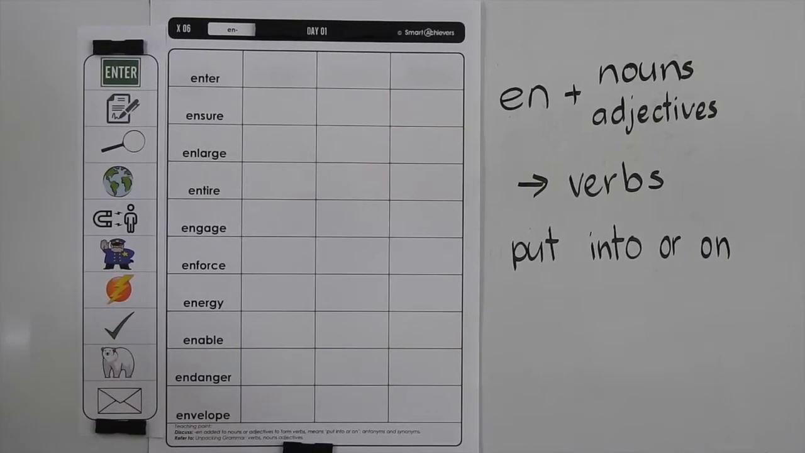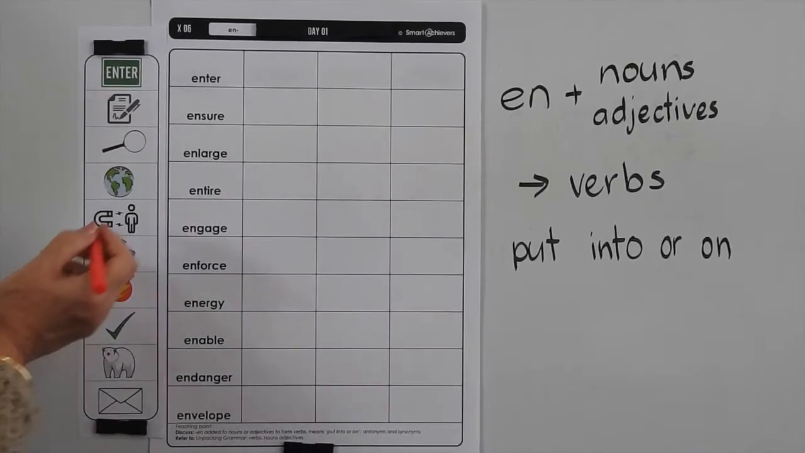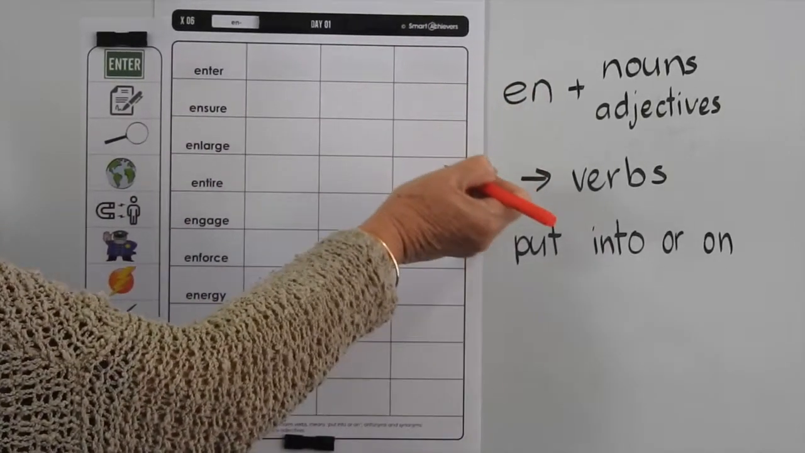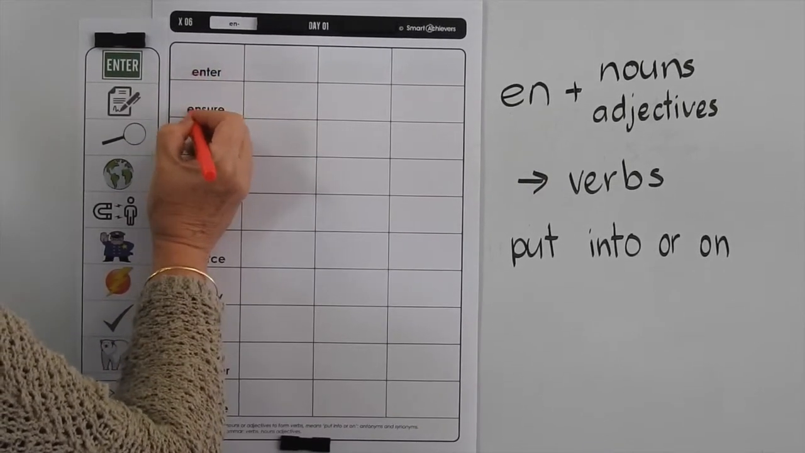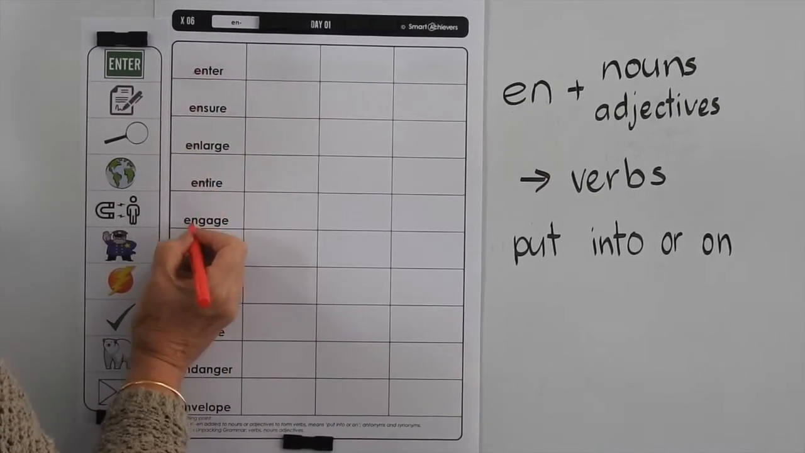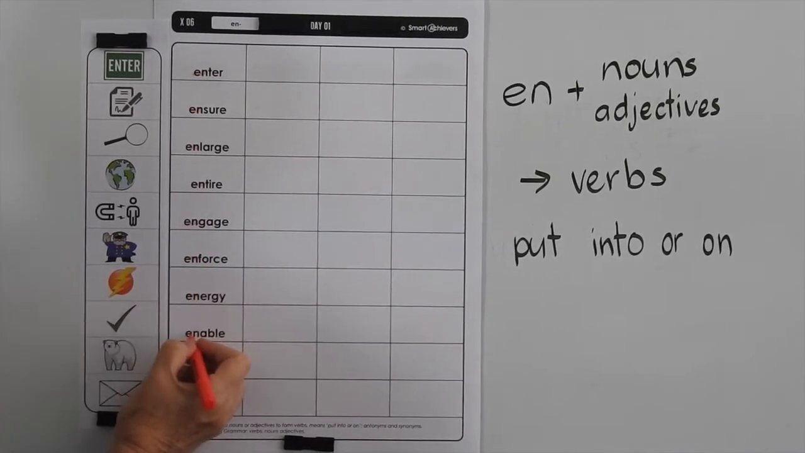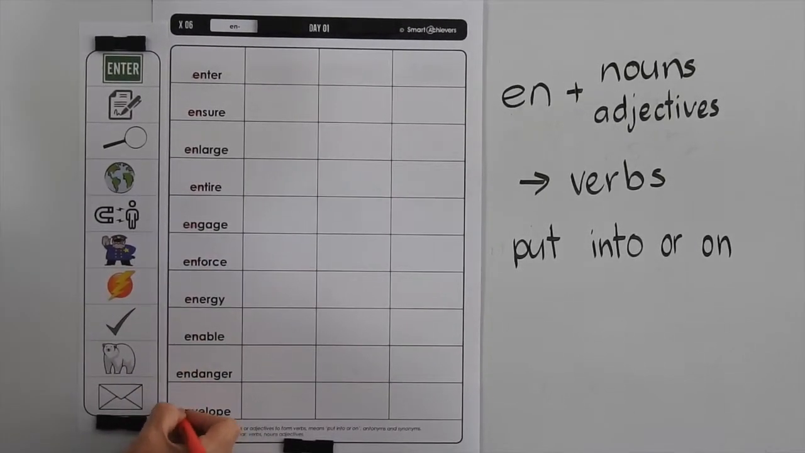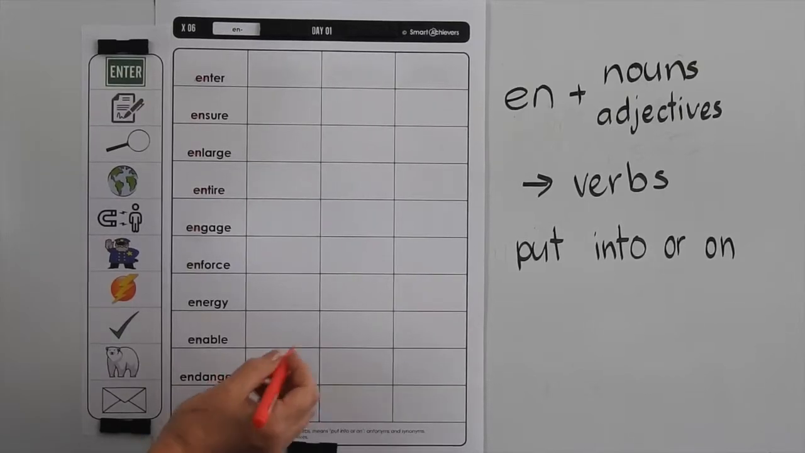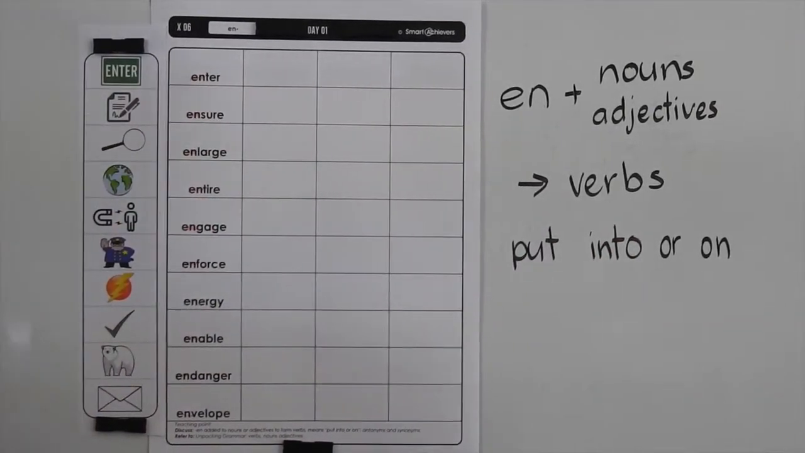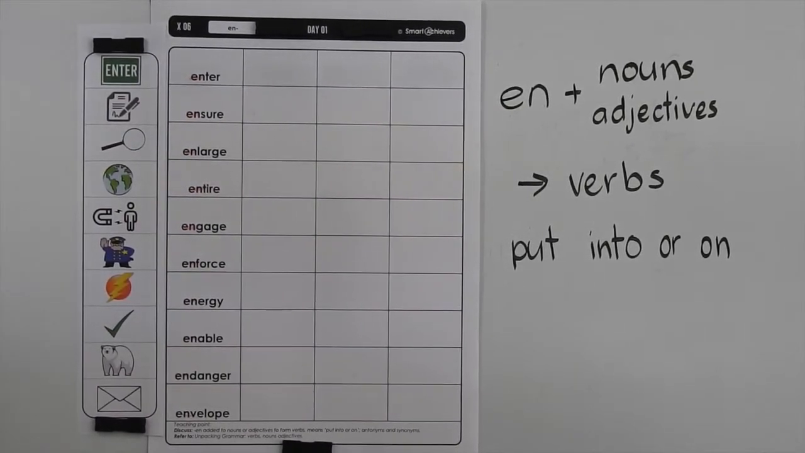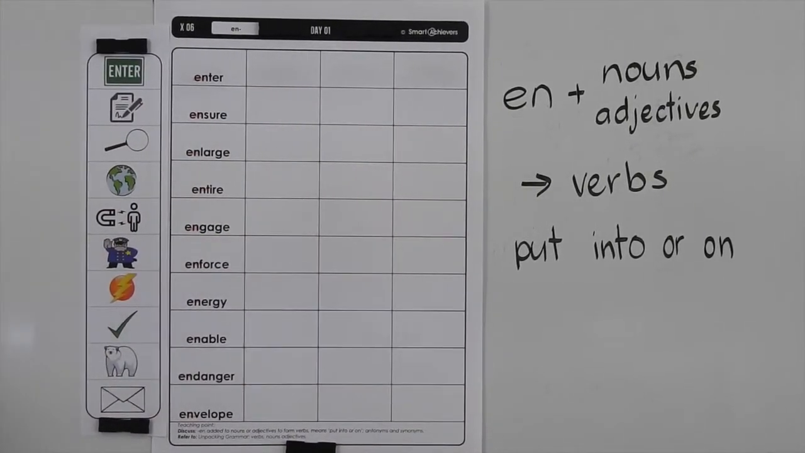In this set of words, we're going to add the prefix "en" to nouns and adjectives to form verbs. So just go through and highlight that at the start of each of these words. And when we add "en" as a prefix, it means to put into or on. So you can go through and highlight anything else that you can see within those words.